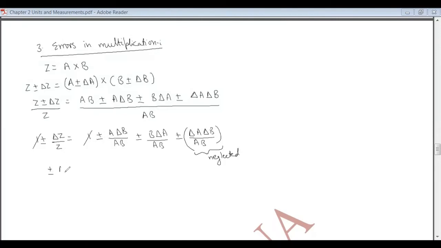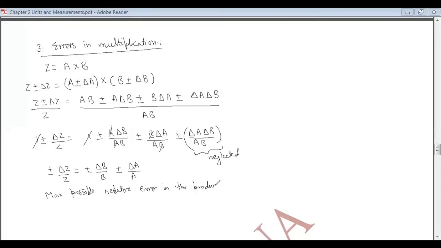Now what remains? ±Δz/z is equal to, here you can cancel out a, ±Δb/b, and here b could be cancelled out, ±Δa/a. Now what is this quantity? Δz/z, absolute error upon the mean value, we call it the relative error. So the maximum possible relative error. Now as we are finding out the maximum, it means we will consider the positive sign.